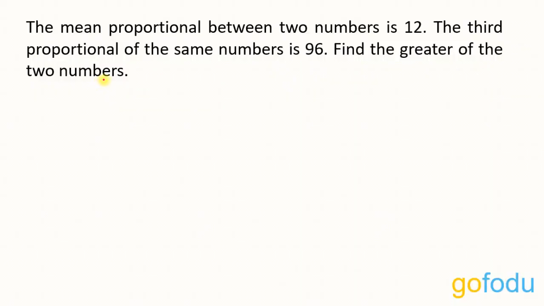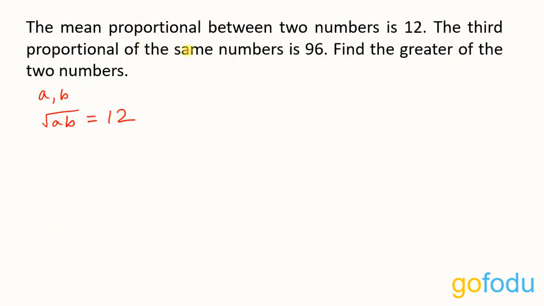Let's solve a few questions based on proportion. When the question shows up on screen, pause, go through it and then proceed. The mean proportional between two numbers is 12. So if two numbers are A and B, the mean proportional would be root AB. This is equal to 12.